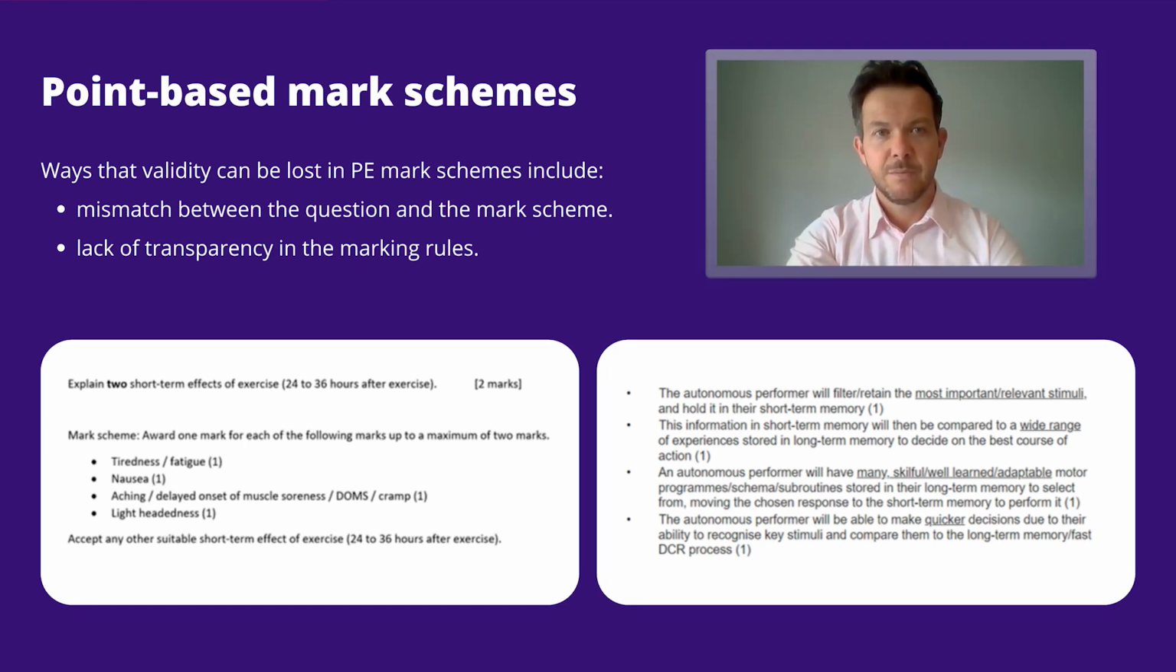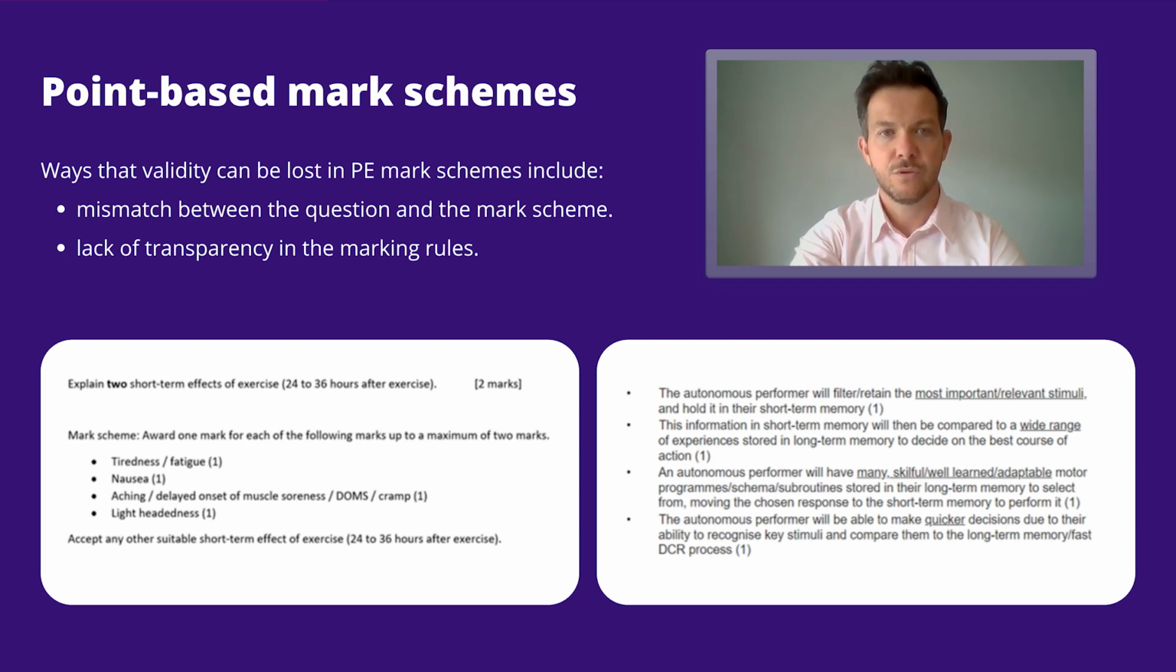Some reasons why validity can be lost in PE mark schemes include a mismatch between the question and the mark scheme, and a lack of transparency in the marking rules. In this adapted example from GCSE PE, the question asks students to explain two short-term effects of exercise, but the mark scheme awards marks for simply stating the short-term effects. The command word in the question is not consistent with the type of answer credited in the mark scheme. It is possible that students could write much more than they need to because of the mismatch between the question and the mark scheme. This will take more time than needed, possibly increasing the chance of them only mentioning a single effect.